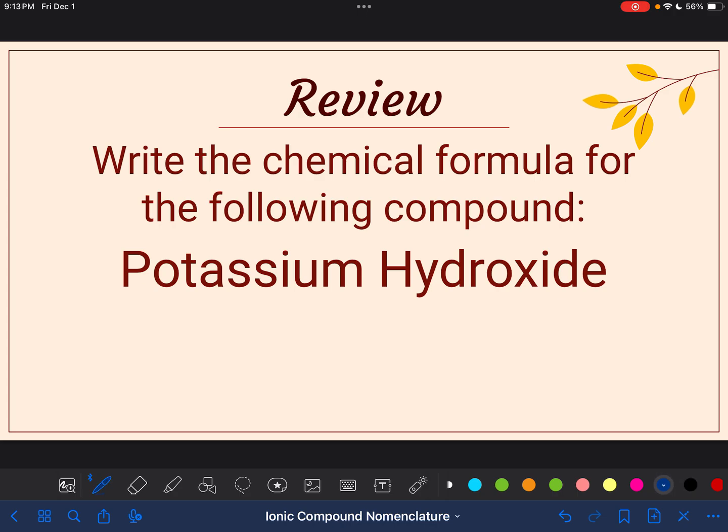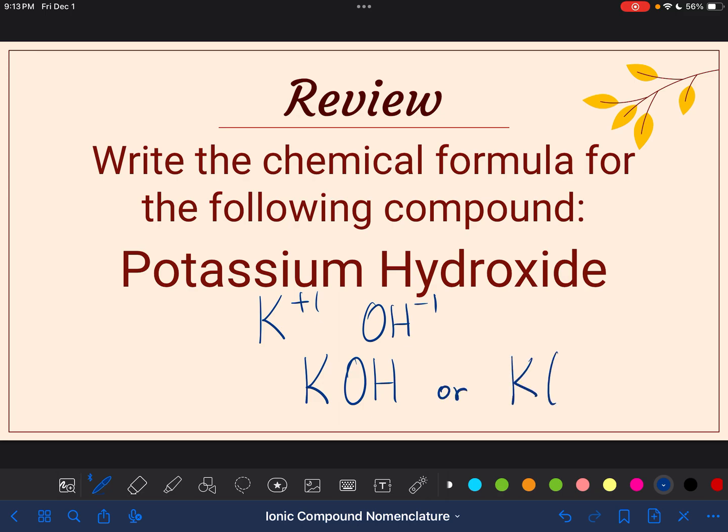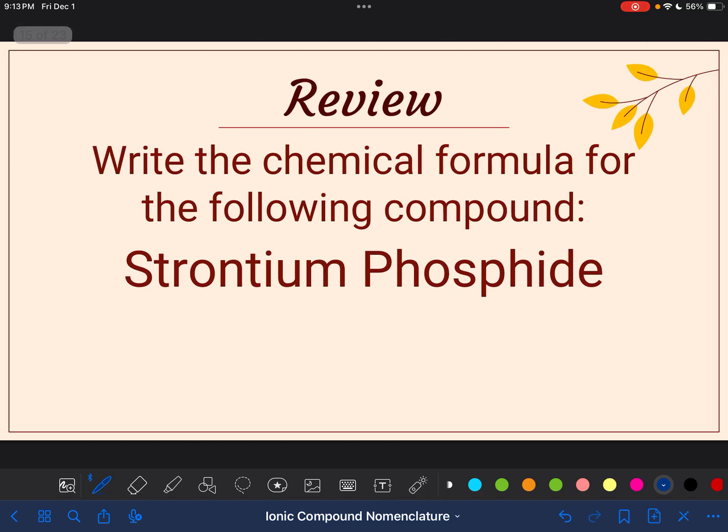Okay. So this one, we have potassium, which is K plus 1. OH is -1. Crisscross it. You can either put it as KOH or K parentheses OH. Now, chemists do not put parentheses over things that have just one. But it's your choice. I personally do not mind, but you can talk with your chemistry teachers to see if they allow that or not. Next one. Try this on your own, and I'll reveal the answer. Okay.